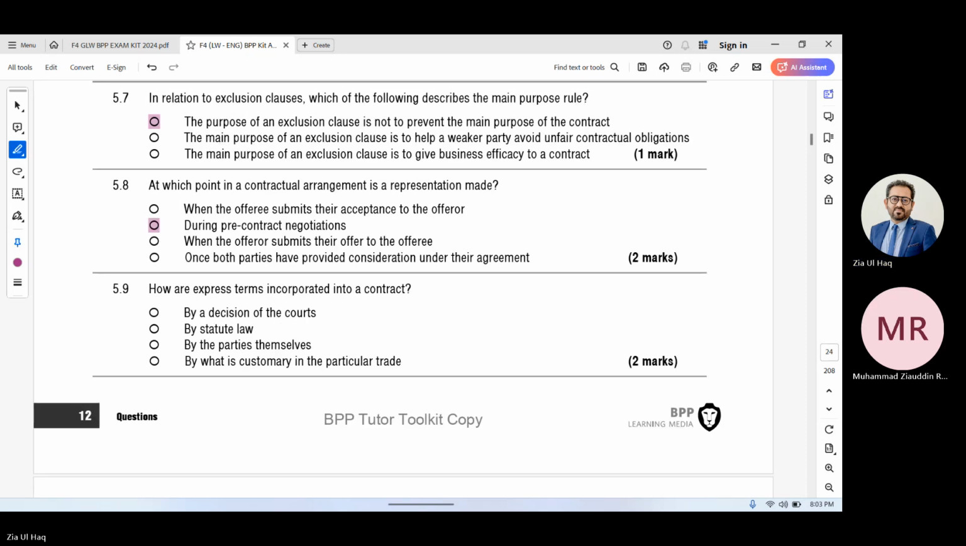5.9. How are express terms incorporated into a contract? By a decision of the court. Court statute can incorporate implied terms. By the parties themselves, by making the contract, these are express terms. By what is customary in the particular trade? No, that is not customary. So option C.